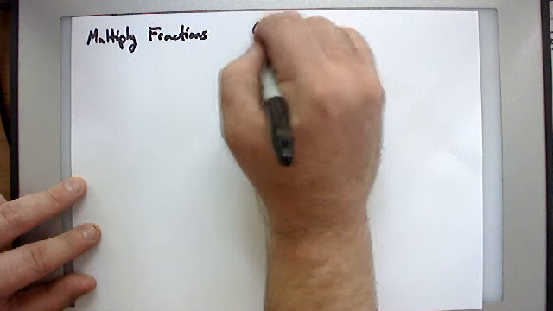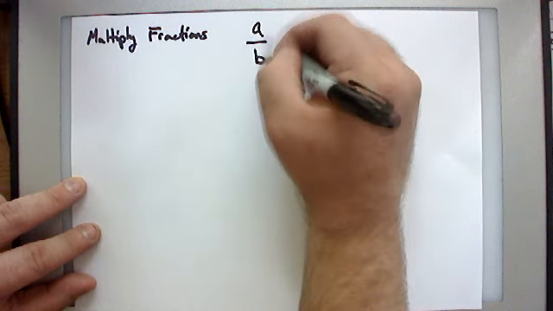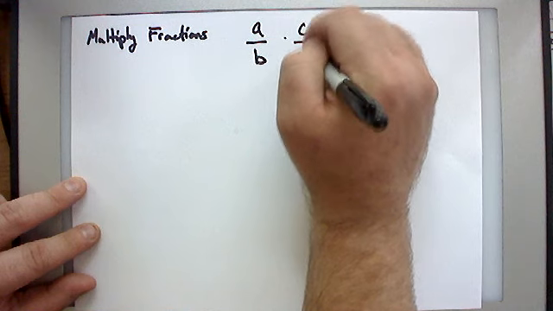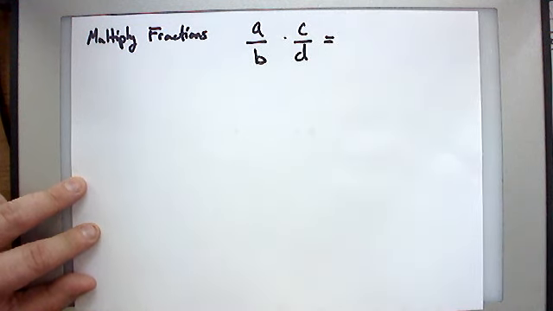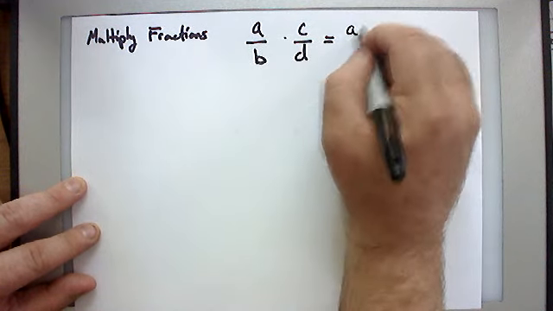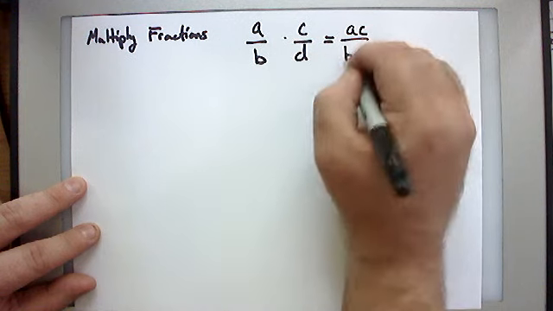If you have two fractions, A over B, where A and B can be whatever numbers you want them to be, it doesn't matter, and then you have times C over D. So again, A, B, C, and D are just whatever numbers you want. The way you multiply fractions, it's real sweet. They're straight across. A times C over B times D.